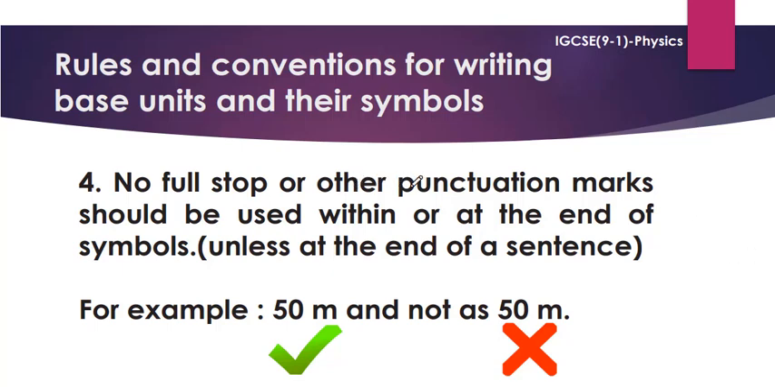No full stop or other punctuation marks should be used within or at the end of the symbol unless at the end of the sentence. Okay, if it is not an end of a sentence, we shouldn't use this punctuation mark. For example, if you have to write force is equal 25 Newton, we don't put a full stop there, right? We don't put comma or anything. That is wrong, right? If you put a full stop, it's wrong.